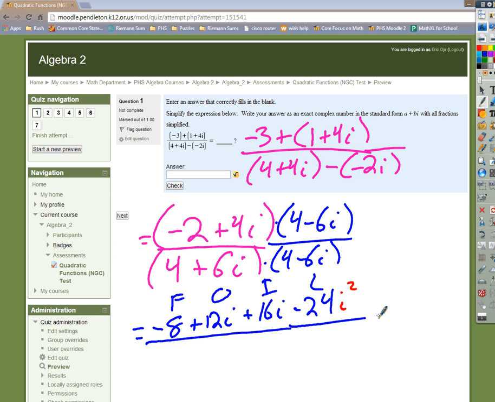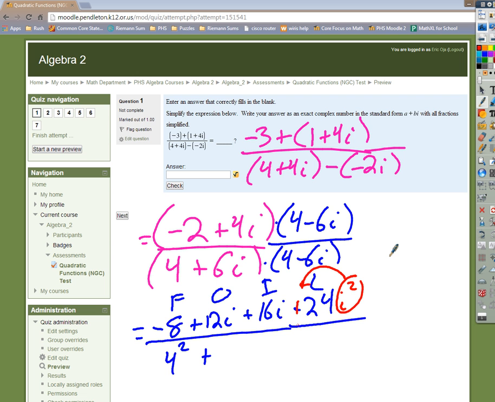Now remember, on the bottom, we can FOIL the whole thing out. It's fine. You can do that, and you're going to get the right answer, but we can take a shortcut. We know that whenever we multiply complex conjugates, we always get a squared plus b squared. Every time. So we know this is just going to be 4 squared plus 6 squared, or 4 squared minus 36i squared. But what's i squared equal to? Negative 1, right? Okay.